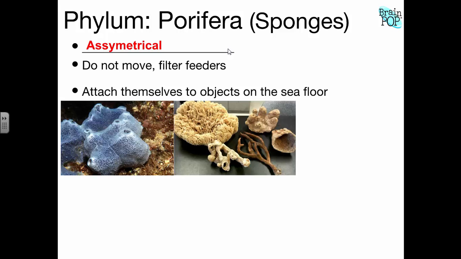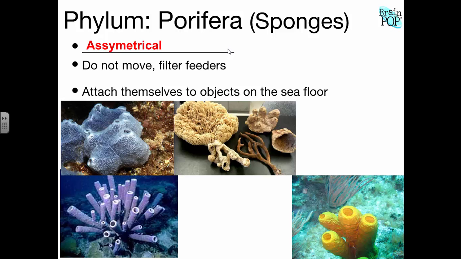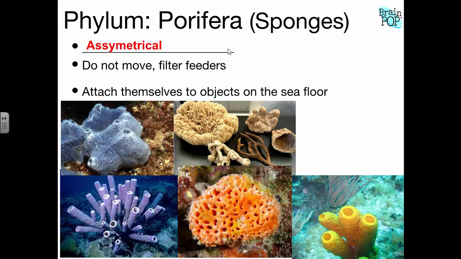Here are some examples of different types of sponges. None of them look like sponges. Wait, I have a question. Yes. If they're stuck, how do they reproduce? They reproduce by sending out sperm cells and egg cells, which fertilize and then disperse. Like flowers? Similar, yeah, kind of like a flower.